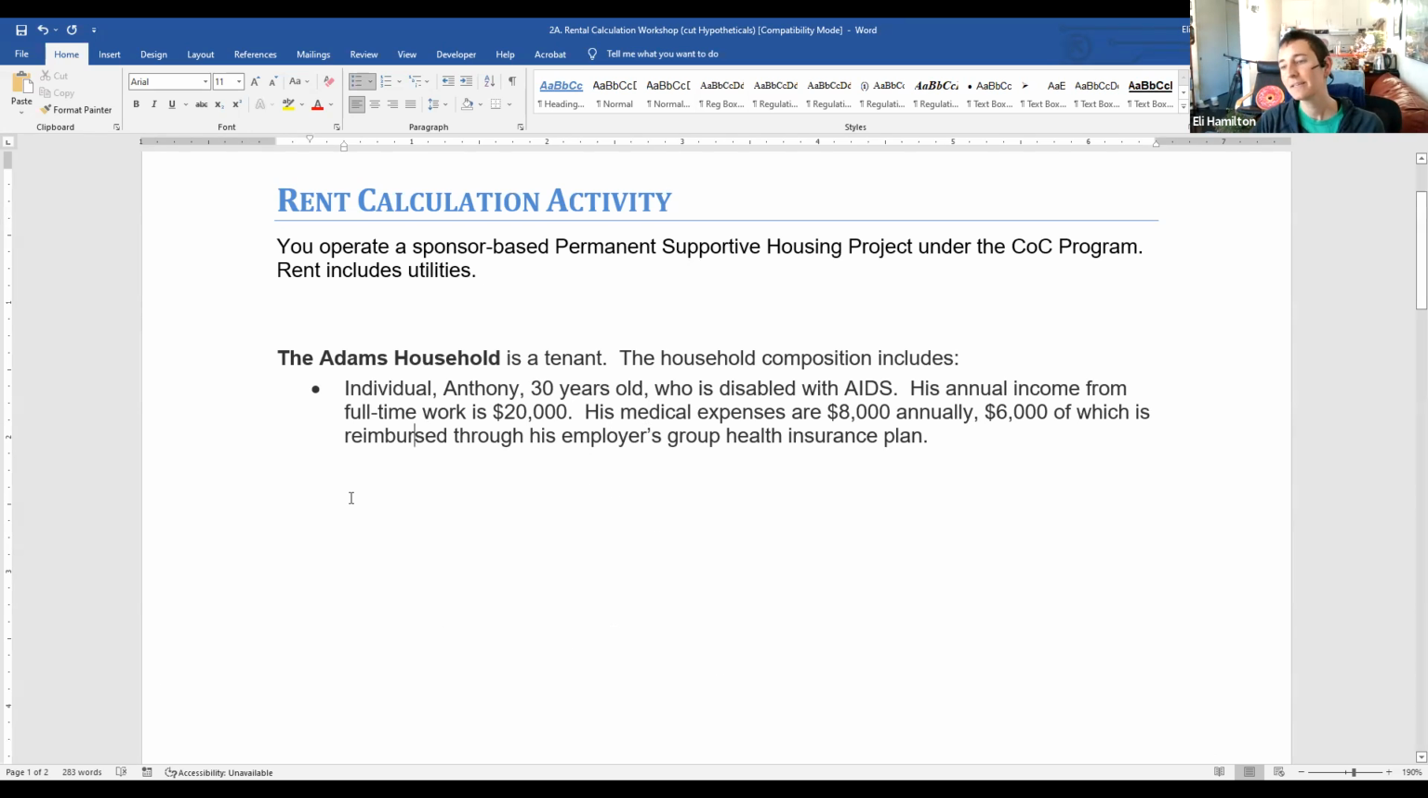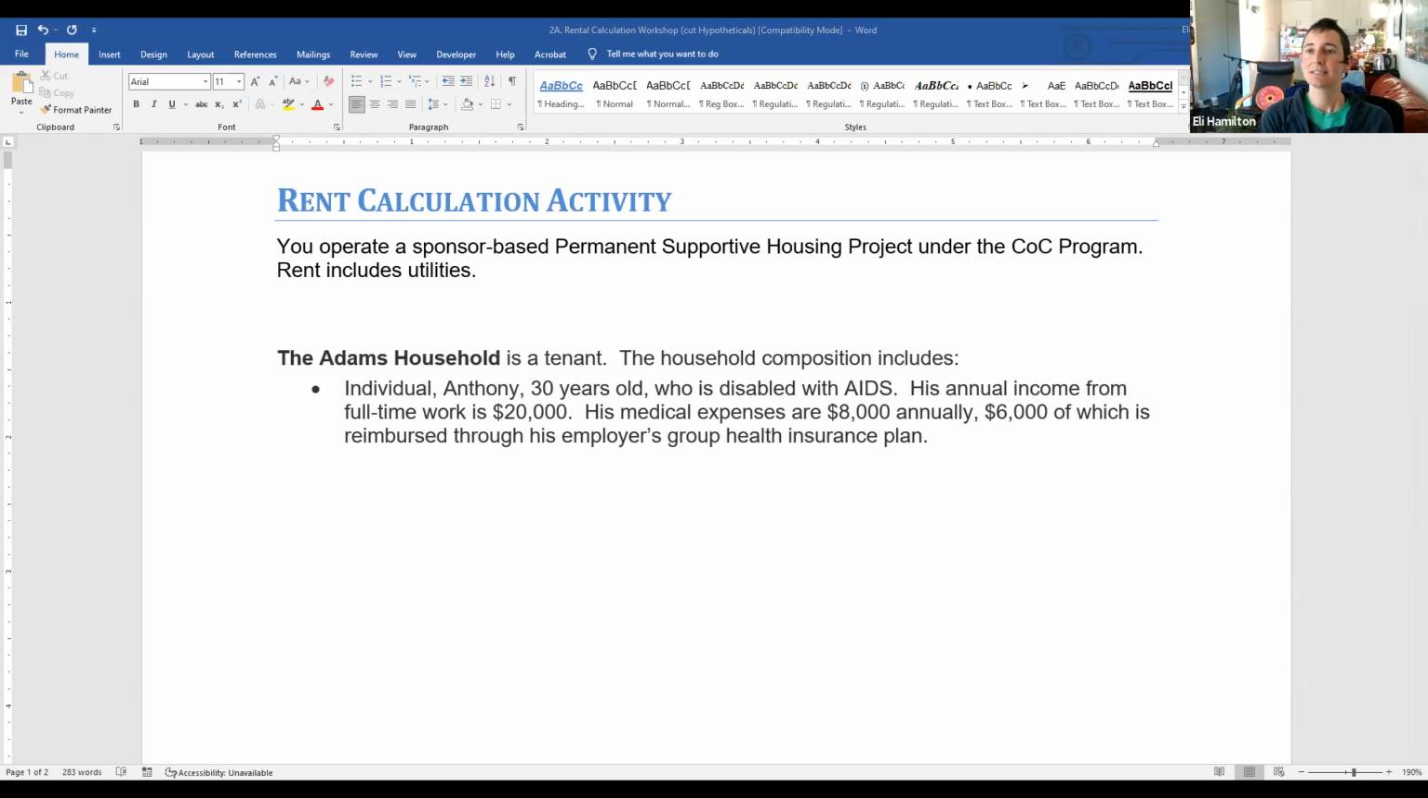So in this hypothetical, the Adams household is the tenant, and there is one member of this household. It's Anthony Adams. He's an adult, 30 years old. He has a diagnosis of HIV/AIDS, and his annual income is $20,000. That's employment income. He has an estimated $8,000 of medical expenses annually, and about $6,000 of those are actually covered through his employment. So that's the hypothetical that we're going to be working on.